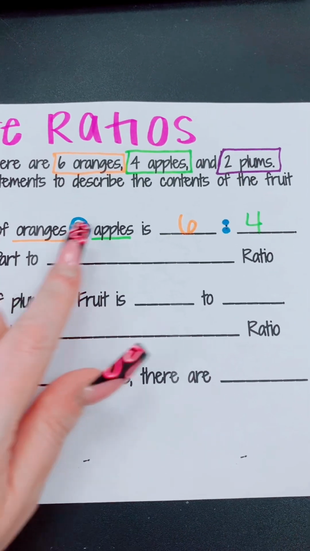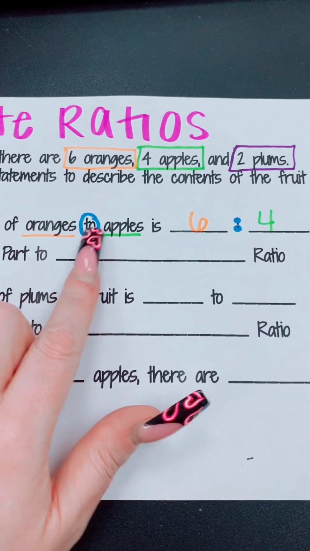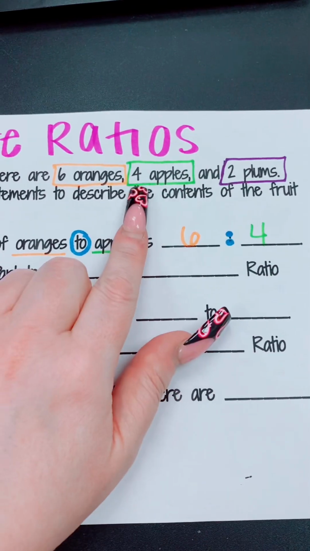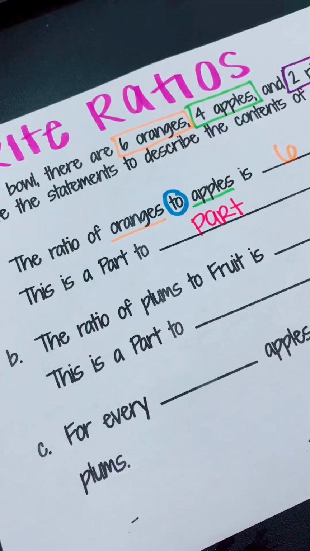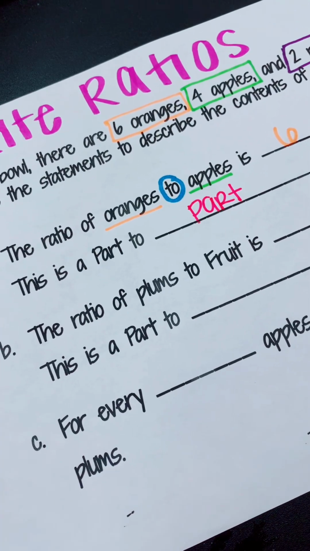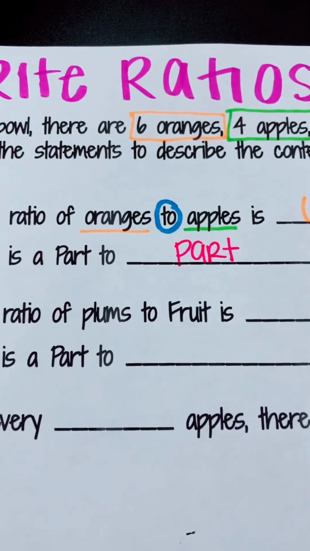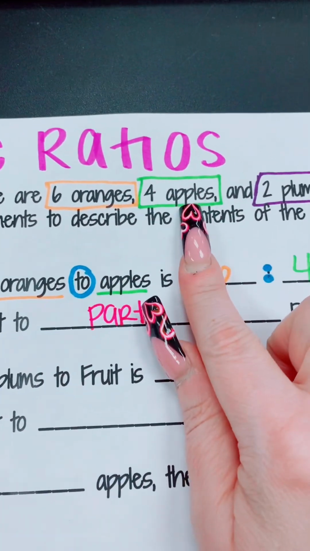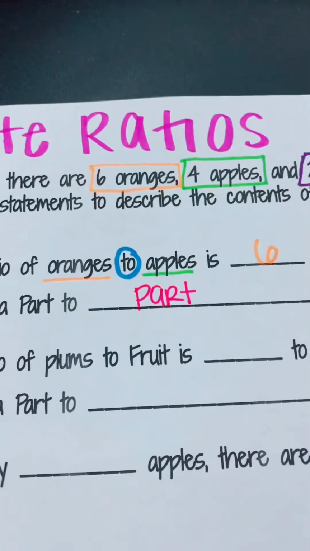The first word is oranges, so that's our first number from up here, 6. Apples is our second number, and we get that from our information up here. This is a part-to-part ratio because it is comparing 2 parts of the fruit bowl. Oranges is part of the fruit bowl. Apples is another part of the entire fruit bowl.